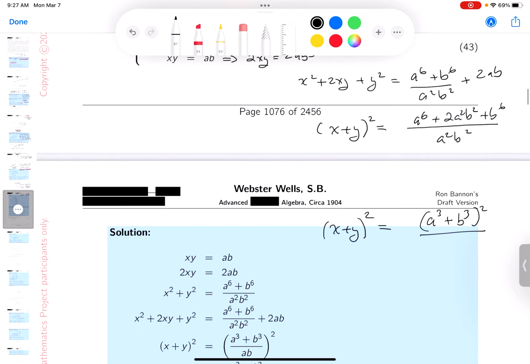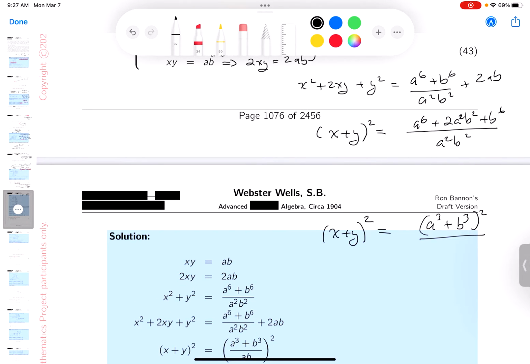You know what? I'm sorry, I made a mistake over here. This is cubes. Sorry about that. So this does work out. I'm glad I checked it and found my error. And the bottom is just a squared b squared.